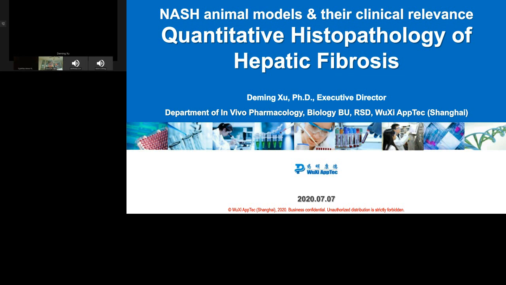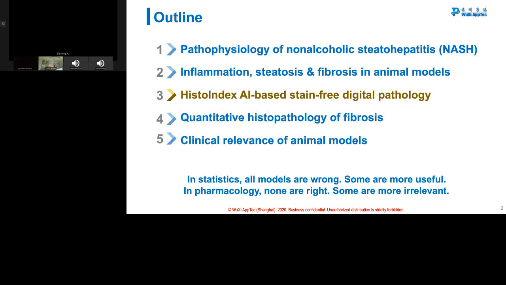This is a collaboration between WuXi and HistoIndex, and we're going to divide the presentation into 3 parts. In the first part, I will cover the pathophysiology of NASH and the questions we try to address in the animal model. Dr. Ho is going to present the HistoIndex AI-based stain-free digital pathology technology. Following that, I will describe how this technology is used to quantitatively analyze fibrosis and address the question of clinical relevance of animal models.